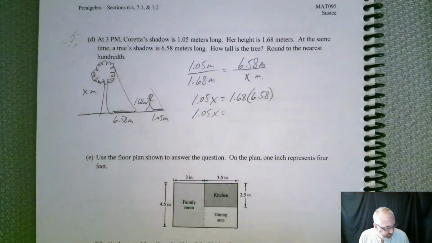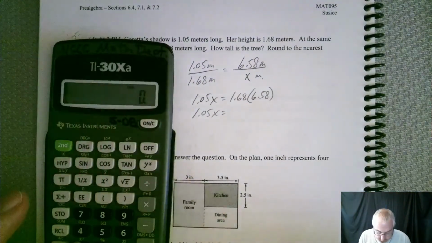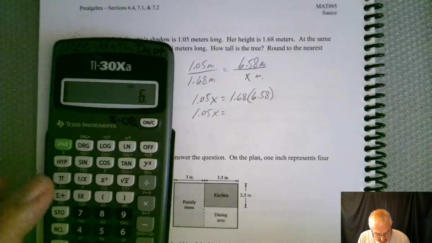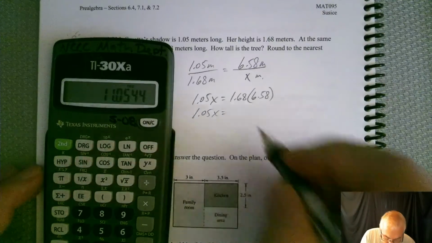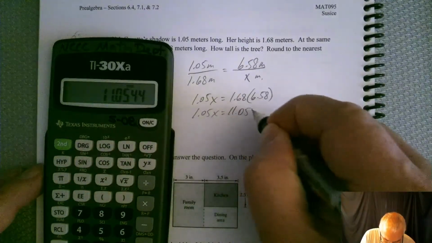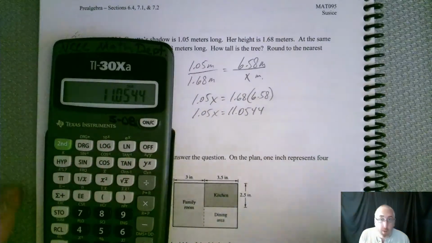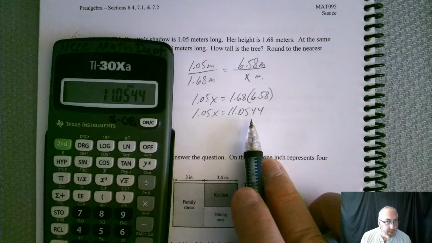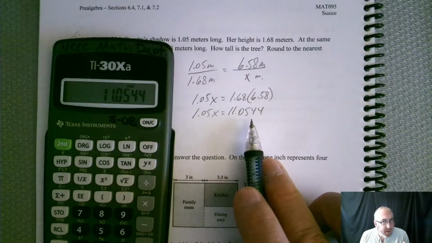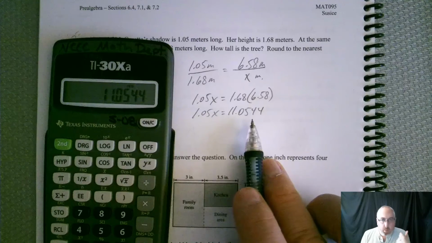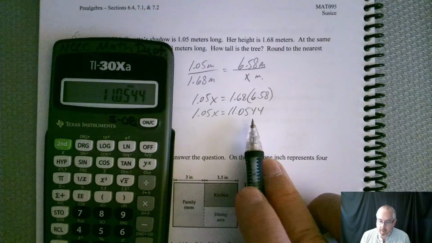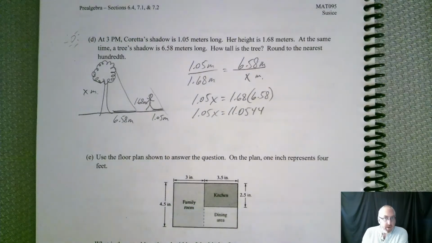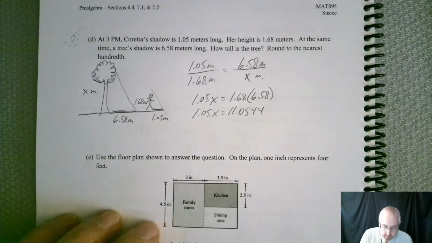And I definitely don't know what that is, so let's do that out. So 1.68 times 6.58 equals 11.0544. Now, you might say, well, can't we just round that off to 11.05? You probably could, but it's going to give you a little bit of a round off error if you do that. So I would save any rounding until the very, very end. So don't round it while you're doing the problem. On the very last step, when you're about to write your final answer, that's when you can round.